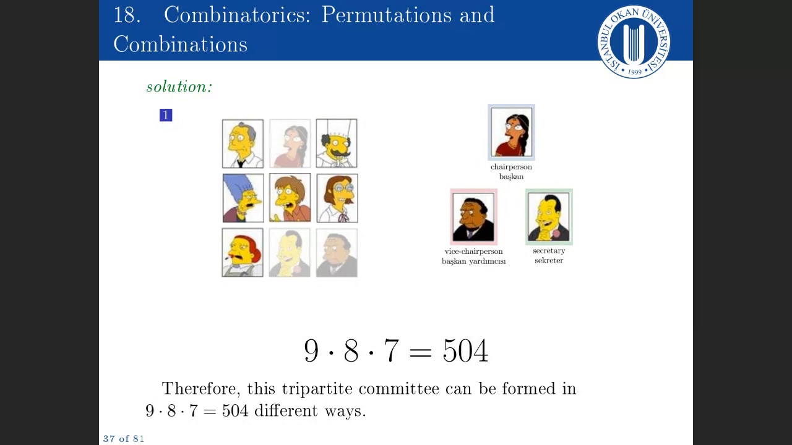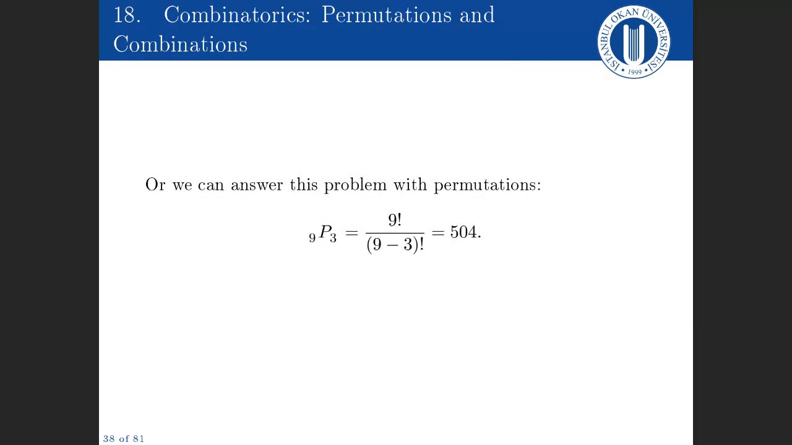Or we could answer this question with permutations, because the order matters. First, we're choosing the chairperson, and then the vice chairperson, and then the secretary. So because the order matters, it's permutations. It's 9P3, 9 permute 3. By the formula, we can straight away calculate 504.